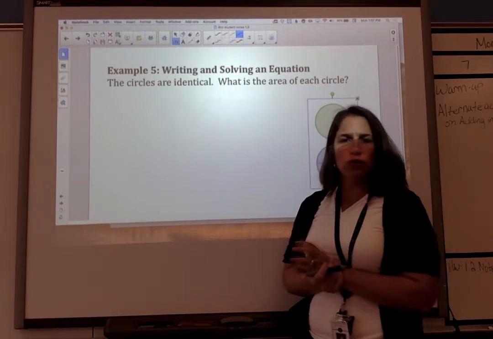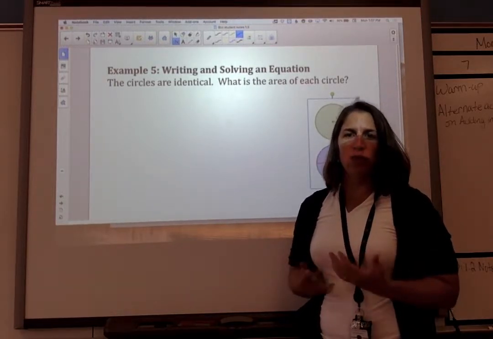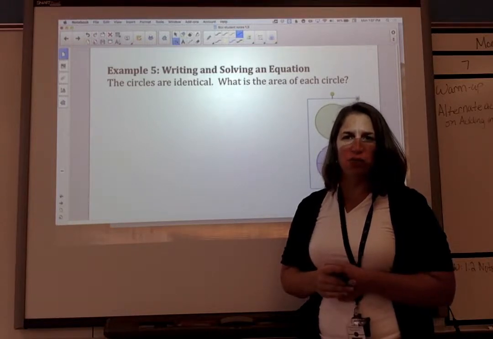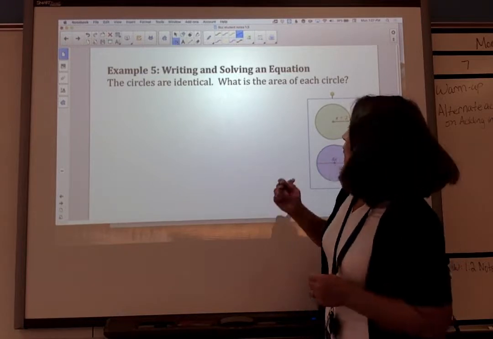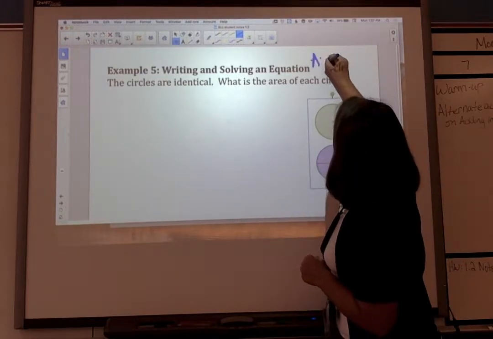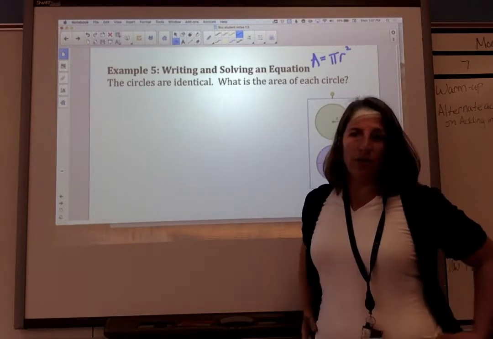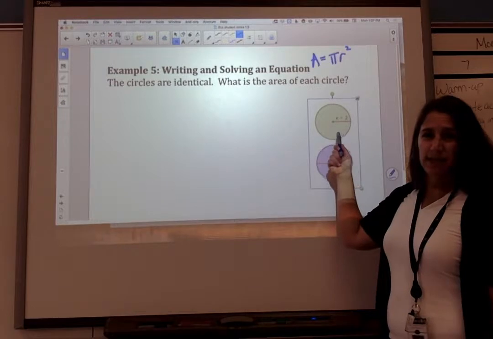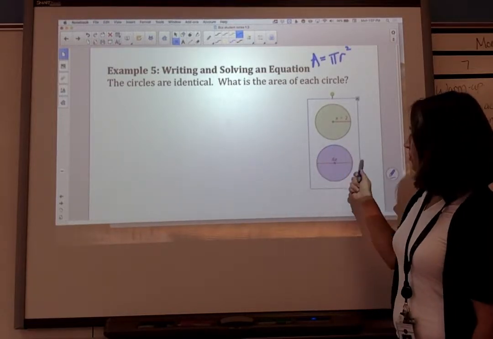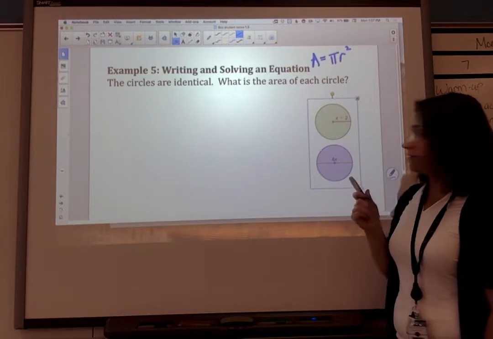here we have two circles, and they're on your sheet too, and we know that they're identical. And so we want to find out what's the area of each circle. So the first thing is, hopefully we know the area formula is pi r squared. So that means we need to know what the radius is. So the green circle, I have the radius is x plus 2. The purple circle, I see that the radius, or the diameter, is 4x.